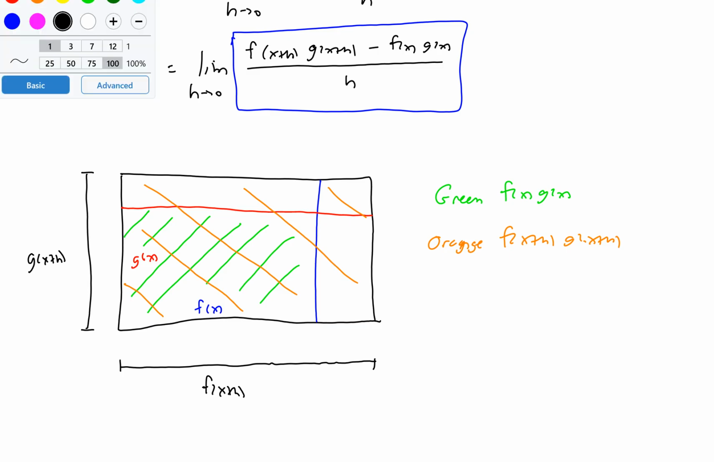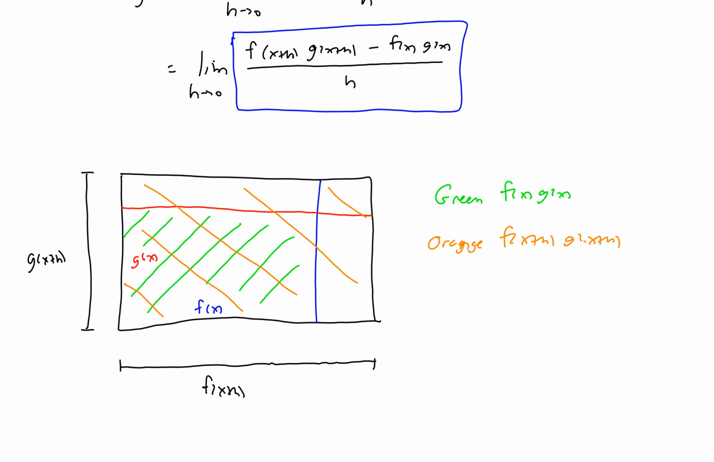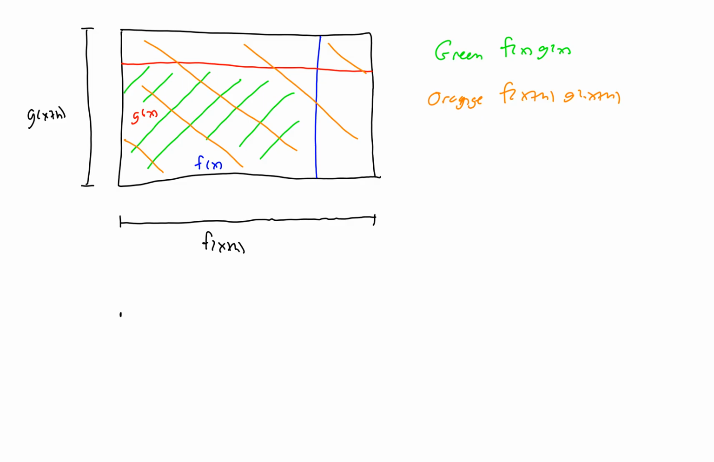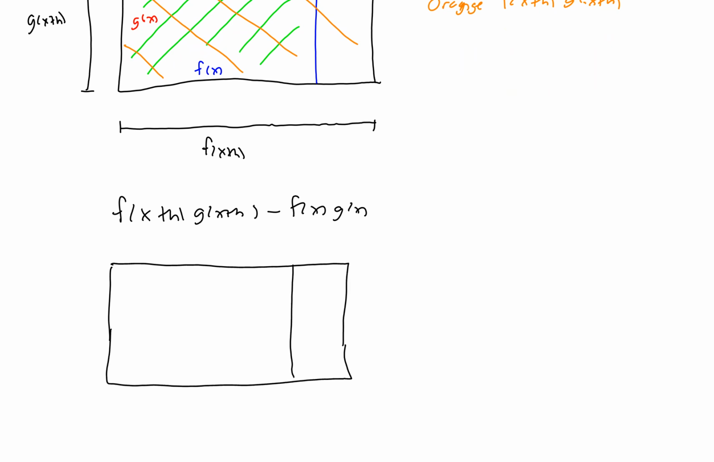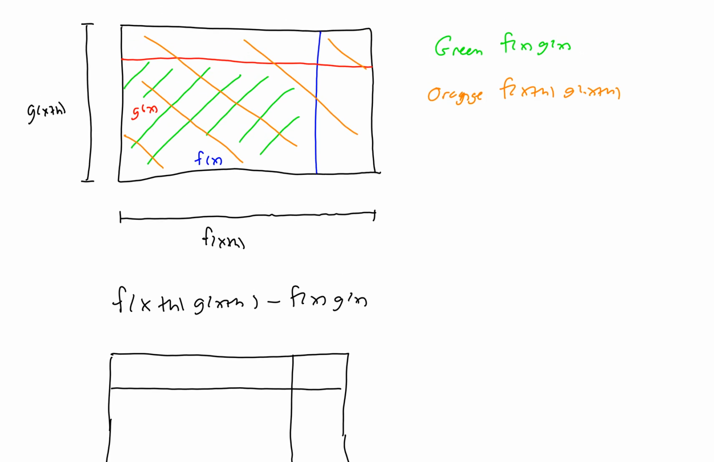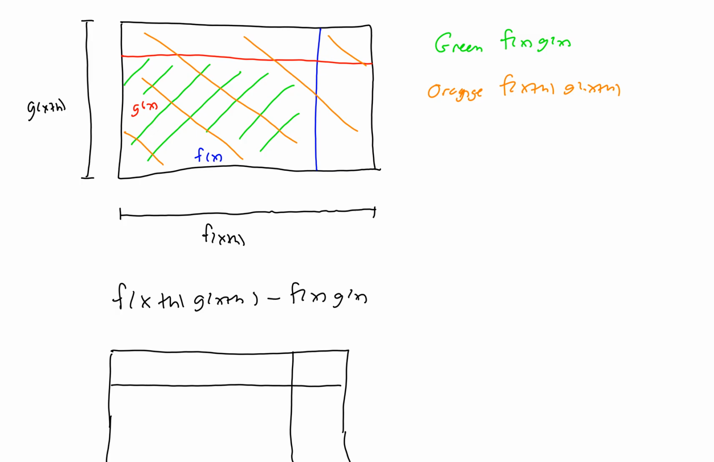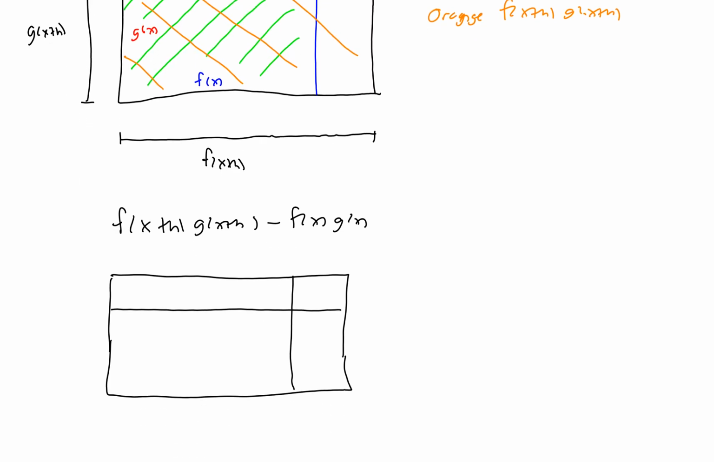So we're looking at what the difference between those is. So if I look at f of x plus h, g of x plus h minus f of x, g of x, if we redraw this picture here, this is all of the orange area, f of x plus h, g of x plus h, and then we want to subtract the green area. So that tells me what I'm looking at then is this area here.